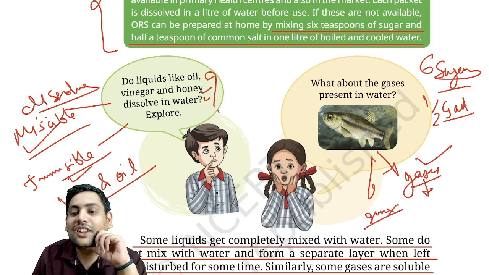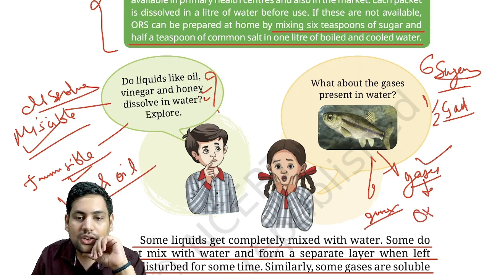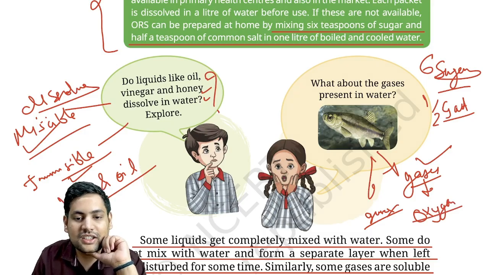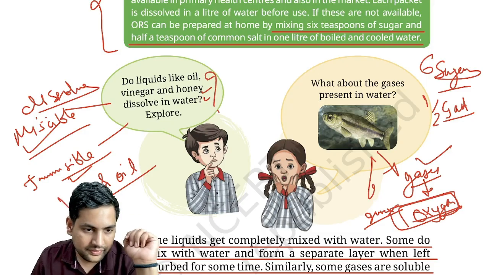Example of gas, at least this much you should know. Which gets dissolved in water? Any gas? Yes, oxygen. This is how most of the aquatic creatures survive. That is with the dissolved oxygen in the water. Correct.